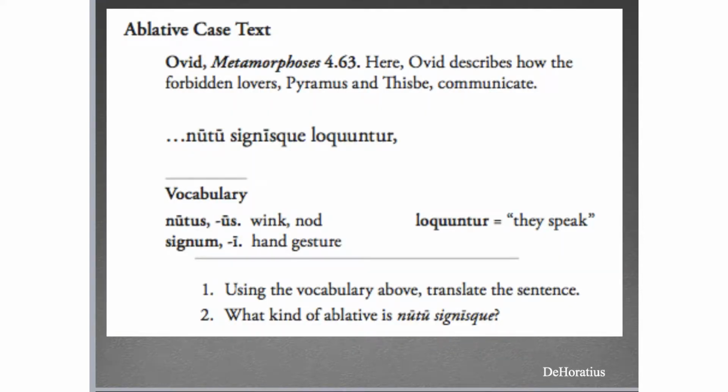Let's take a look at some examples. This is from Ovid's story of Pyramus and Thisbe. If you know Shakespeare's Romeo and Juliet, Pyramus and Thisbe is the ancient antecedent for Romeo and Juliet. It's the story on which Shakespeare based Romeo and Juliet.